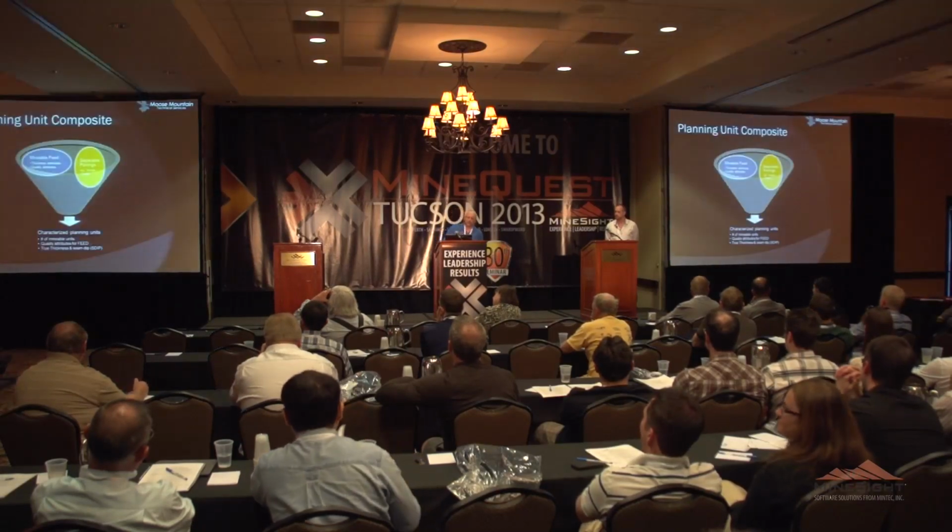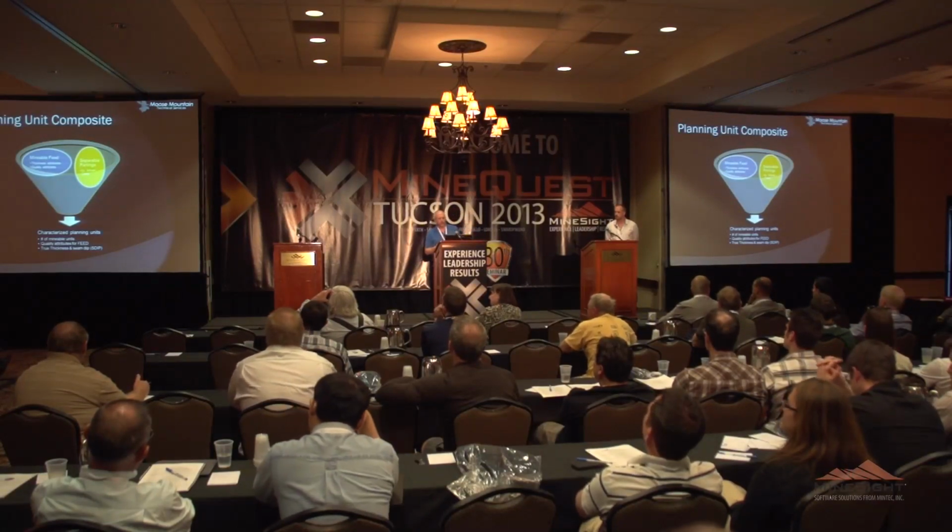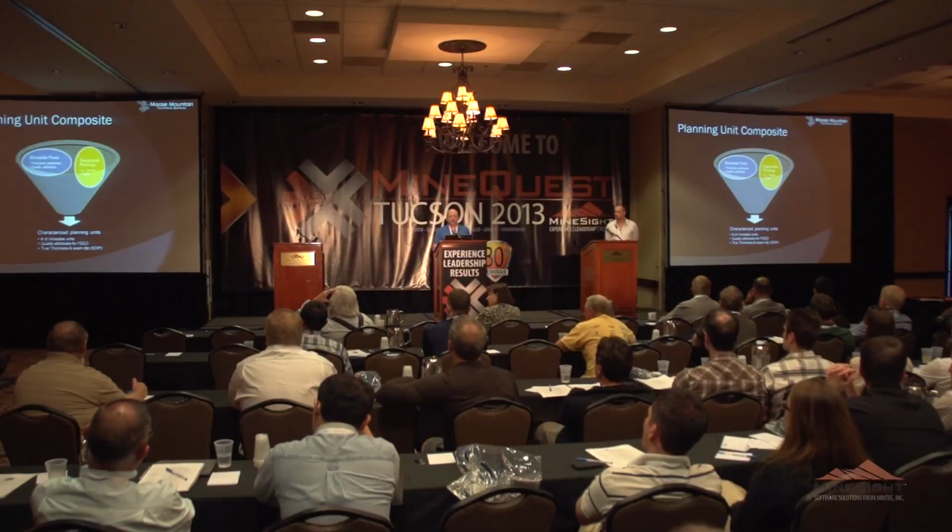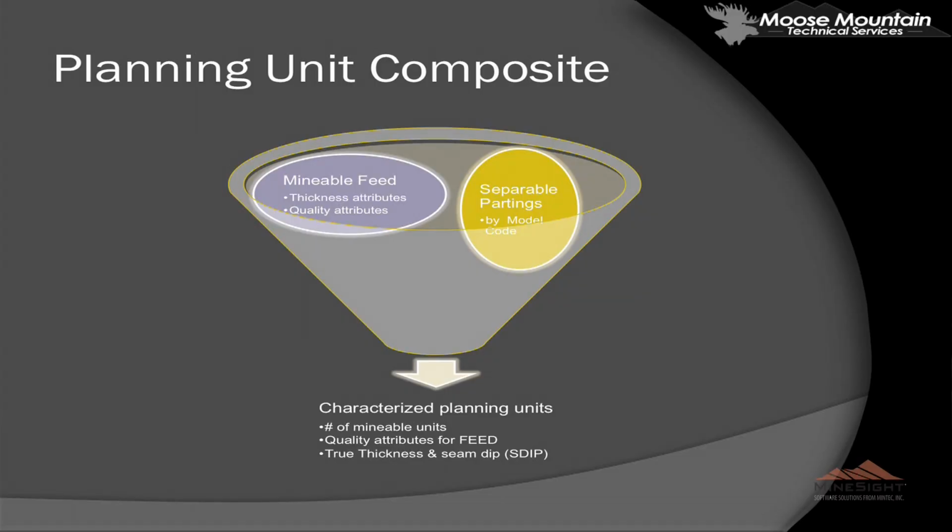It's just where we're compiling the mineable units into a planning unit composite. Now we're bringing one record in per mineable unit, and we're looking at the separable partings between the mineable units. They end up with the code of the seam below, and what's included in the final planning unit composite is the number of mineable units in that composite and the quality attributes for the feed in the composite. True thickness and seam dip for the units in that planning composite can be attributed by the true thickness and seam dip tool.